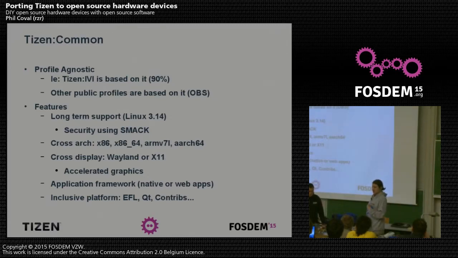And the system is for several architectures and several display configuration. We have X11 and Wayland. AVI is using Wayland, for instance. So we want to provide accelerated graphics also on both systems, and provide architecture for running applications. That's what Kevin just explained before. And it's an inclusive platform. This means you can add any kind of libraries or toolkit you want to add, it will support it. But it's not provided by the platform.